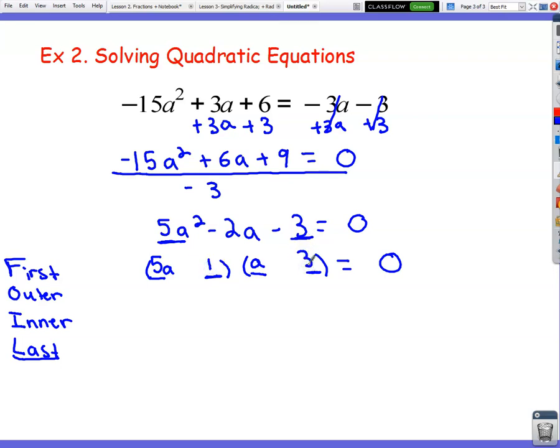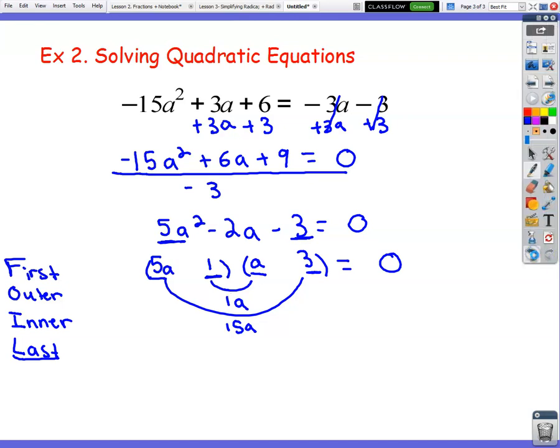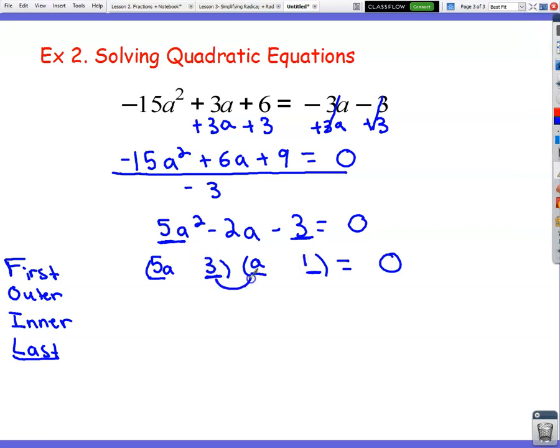And this is the incorrect answer, and I'm going to show you why. Your inner would be 1a, and your outer would be 15a. If I add these two together, you get 16a, which is not negative 2a. If I subtract these two, you get 14a. So that is not what I need. So I'm going to go back, and I'm sorry, I'm making you erase in your notes. What you actually need is 3 times 1, because this would mean that your inner is 3 times a, which is 3a, and your outer is 5 times a, which is 5a.